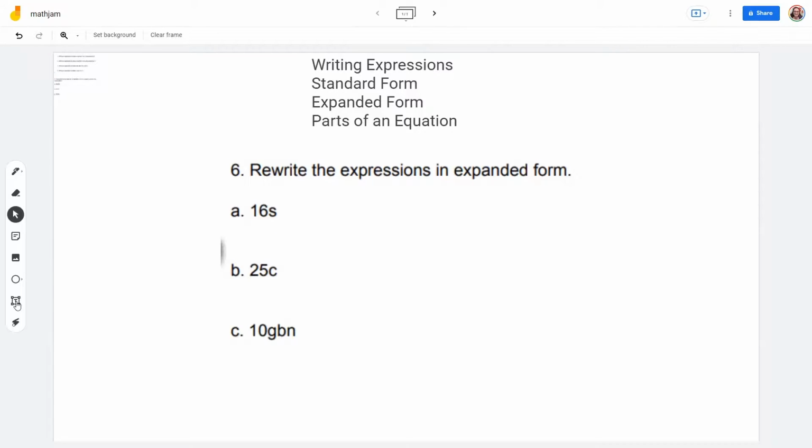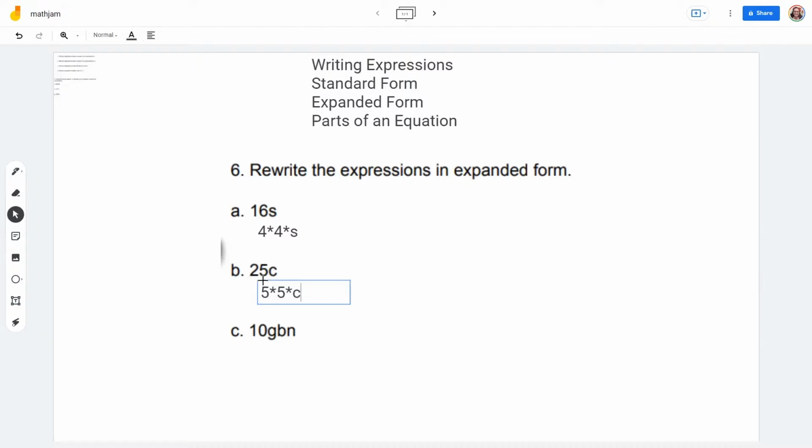Okay, so let's see. So 16, so let's first think of what are two numbers we could multiply together to equal 16. Well, we could do 4 times 4 to equal 16. And we could add the s in, so we'd have 4 times 4 times s. Okay, well, that works. Let's look at B. So 25c. So let's see, are there two numbers that we can multiply together to equal 25? Oh, sure there are. We could say 5 times 5 times c.